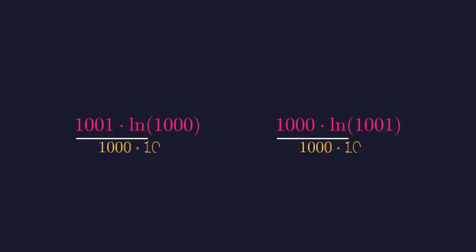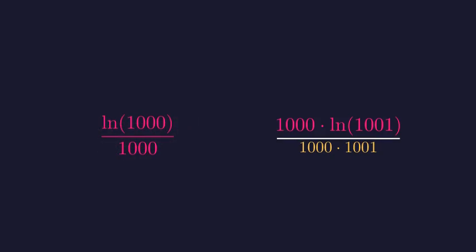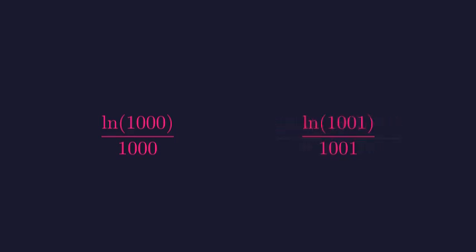Let us divide both sides by the product of 1000 and 1001. See how the terms rearrange themselves. On the left, the 1001 cancels out, leaving us with the natural log of 1000 divided by 1000. On the right, the 1000 cancels out, leaving the natural log of 1001 divided by 1001.